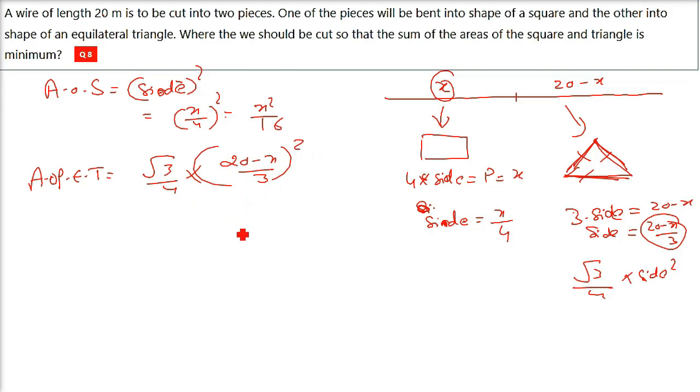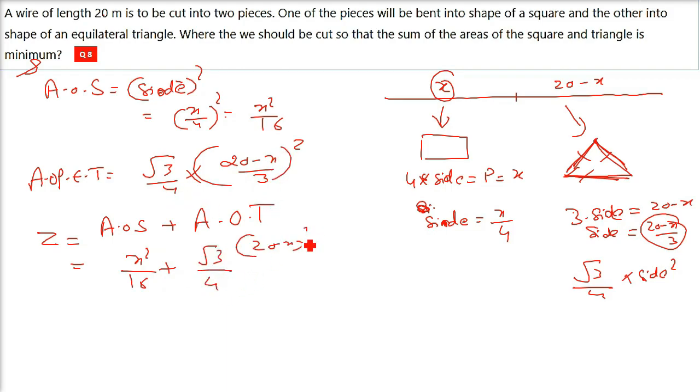Okay. Now the next part is we have to take them in a combined way. So when we combine the square and triangle, z will be equal to the area of the square plus the area of the equilateral triangle. When we add this, x square by 16 plus root 3 by 4 into (20 minus x by 3) whole square. And rather than expanding 20 minus x square as a minus b whole square, we will simply differentiate it here only. Differentiating here will be quite simpler, because x square by 16 will be 2x by 16, which will give you x by 8.